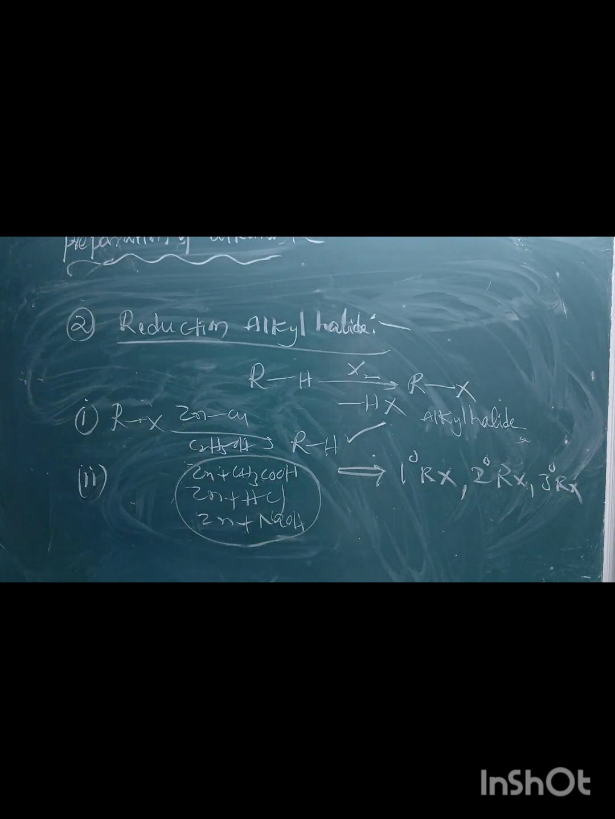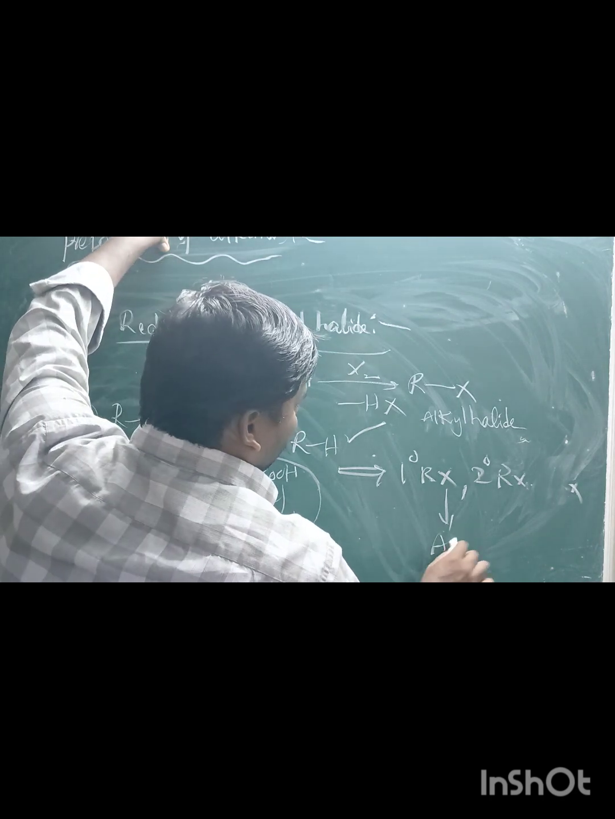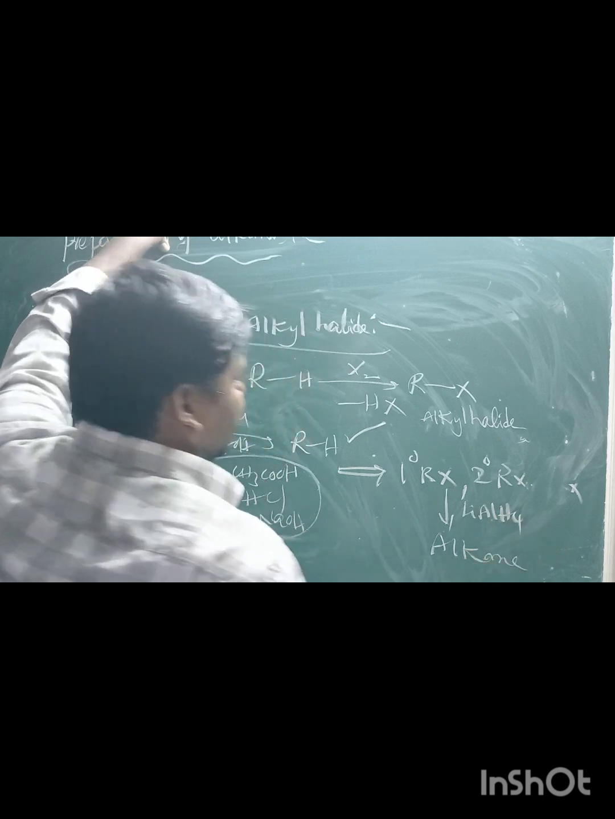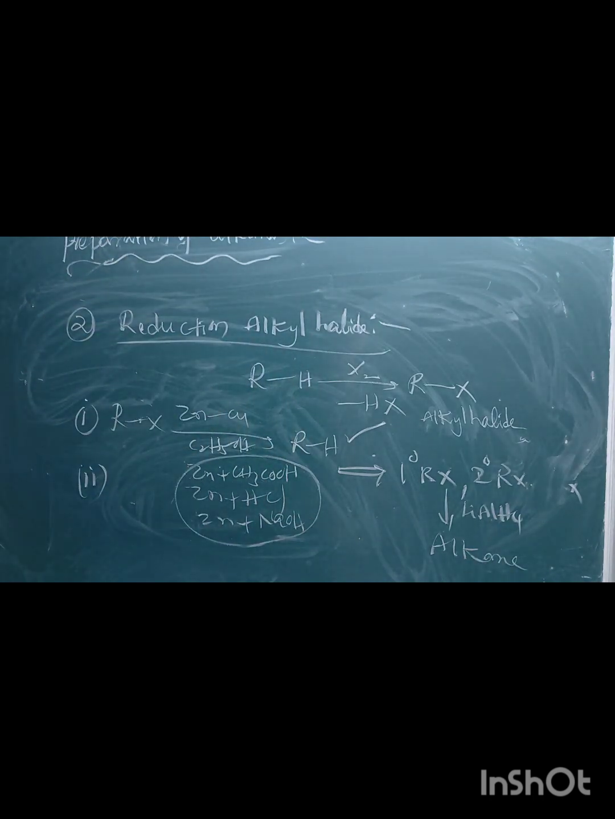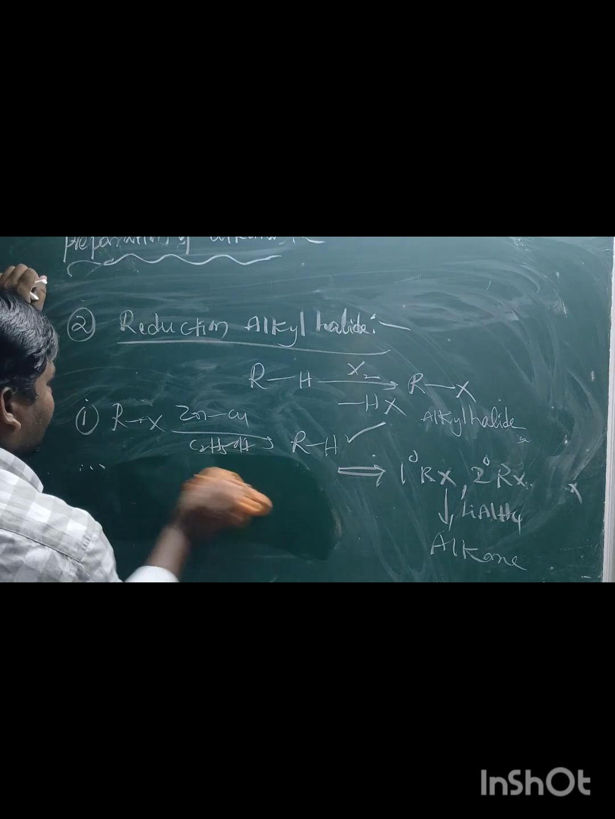Primary and secondary alkyl halides are readily converted into alkane by using lithium aluminum hydride as a reducing agent, but not tertiary alkyl halides. Tertiary alkyl halides can be converted into alkenes, but not alkanes. Like that, by using sodium borohydride. Okay, one more reducing agent.